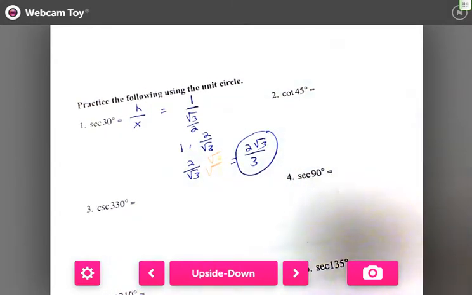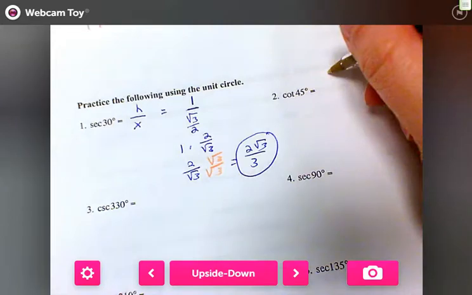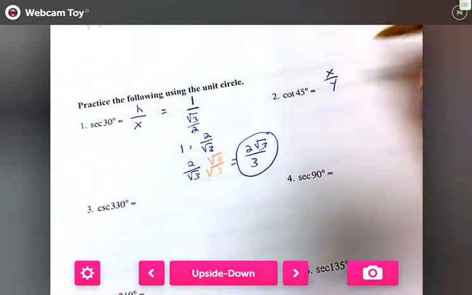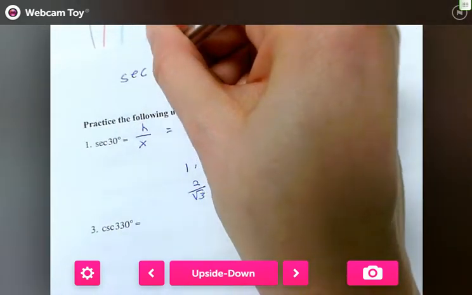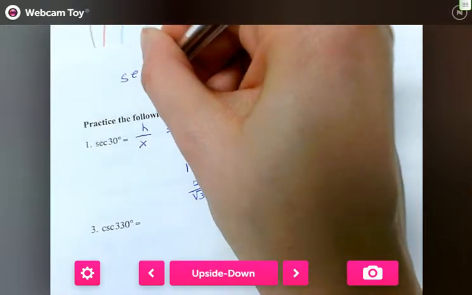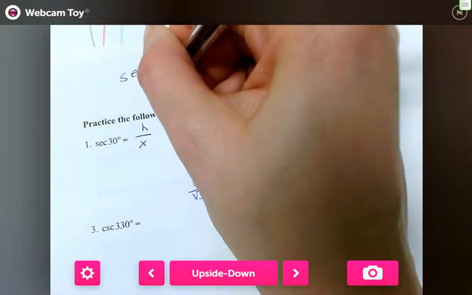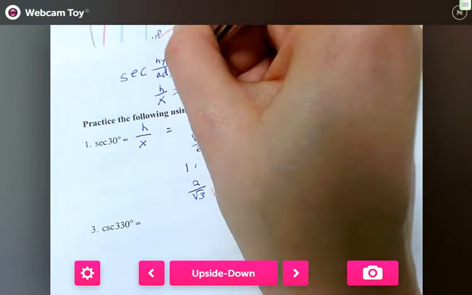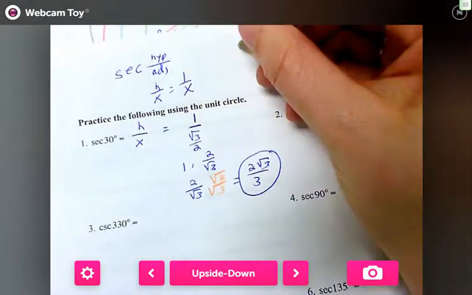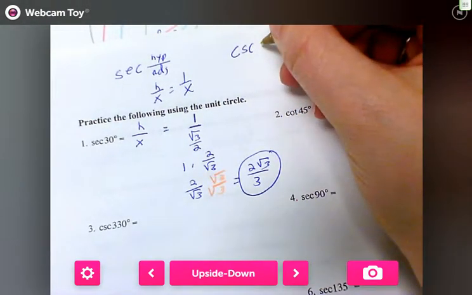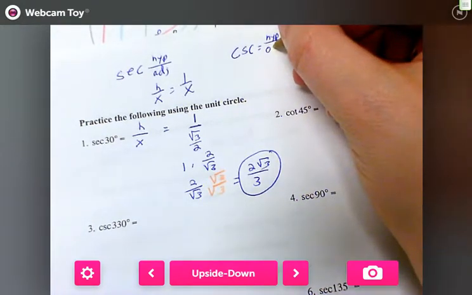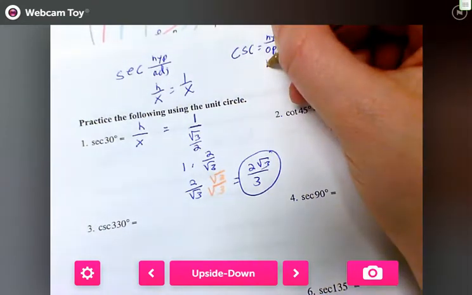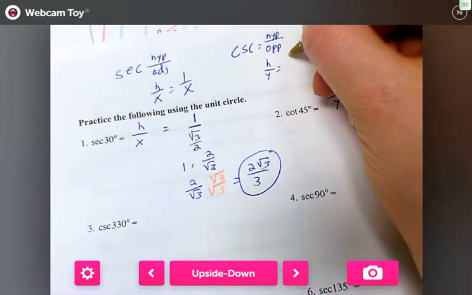Cotangent, instead of y over x, is x over y. Right? Let's write these at the top. We've got secant is hypotenuse over adjacent, or h over x, or 1 over x. Cosecant is hypotenuse over opposite, or h over y, or with the unit circle, 1 over y.